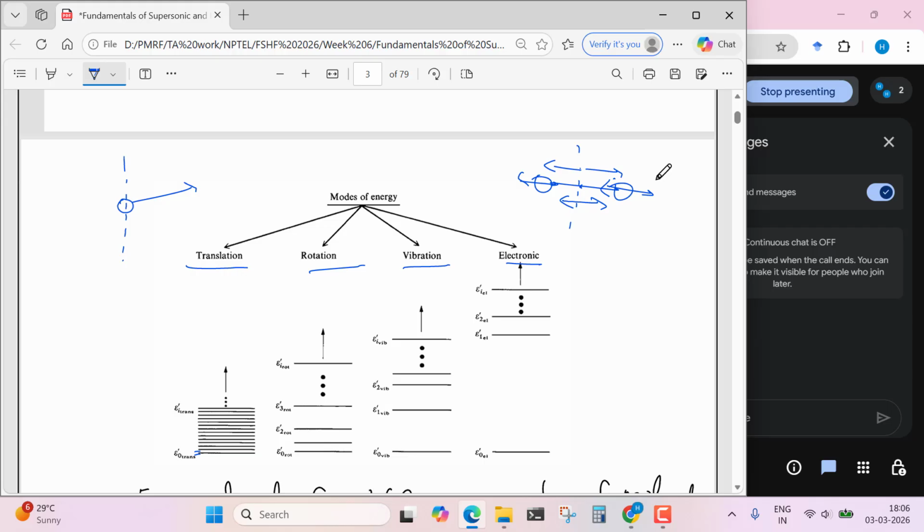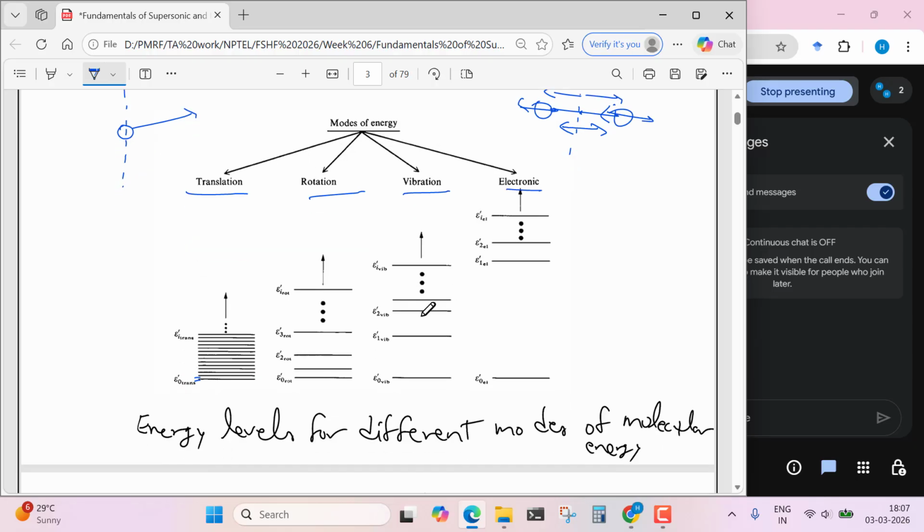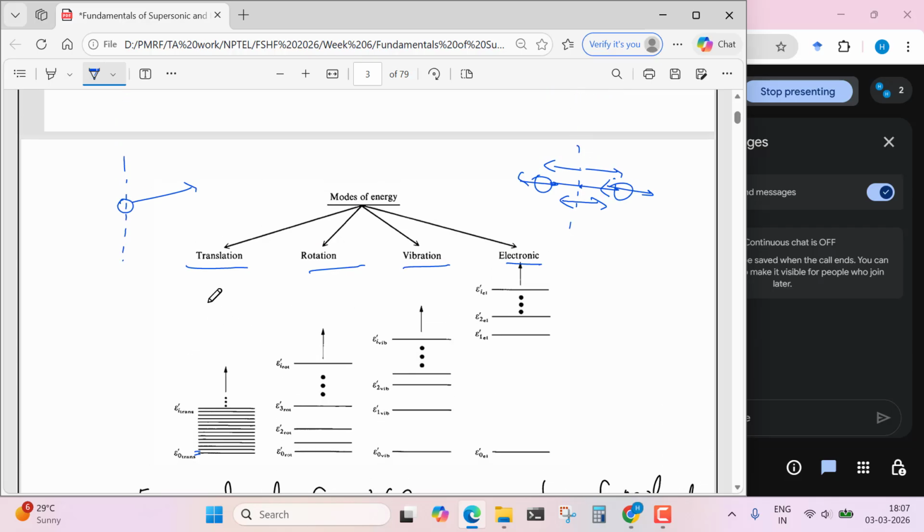Now we'll see some theory. So what are the modes of energy for a molecule or atom? For an atom or molecule, there are four modes of energy: translational, rotational, vibrational, and electronic. These are energy levels for different modes of molecular energy. So, what is translational energy? Translational energy is when a molecule has translational motion.